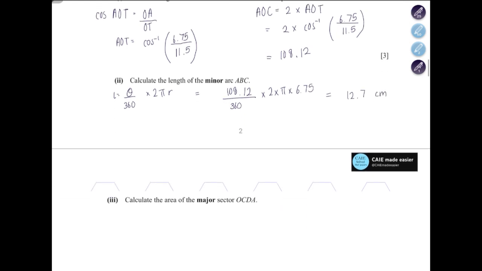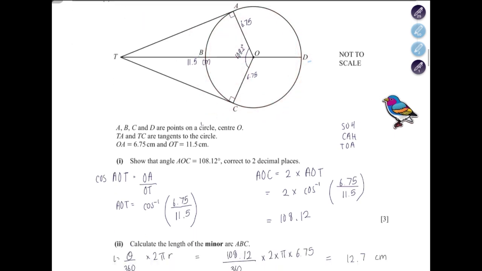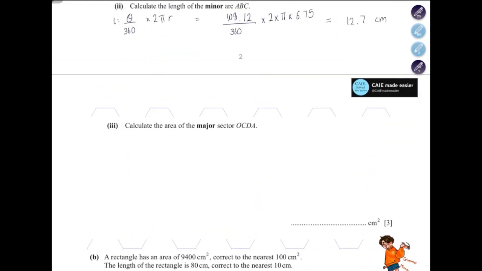Calculate the area of major sector OCDA. So if we consider this diagram, this OCDA is the major sector. The smaller one is the minor sector, and this is the major sector. So if we take the whole circle and remove the smaller sector, we get the area of the major sector. That's the approach that we'll follow. We'll find the area of the circle first, which is pi r squared. The area would be 143.13 for the whole circle.